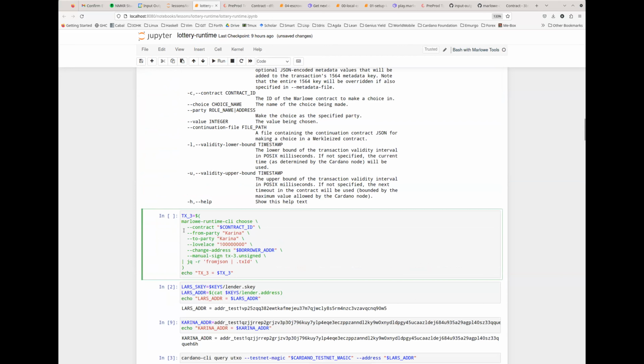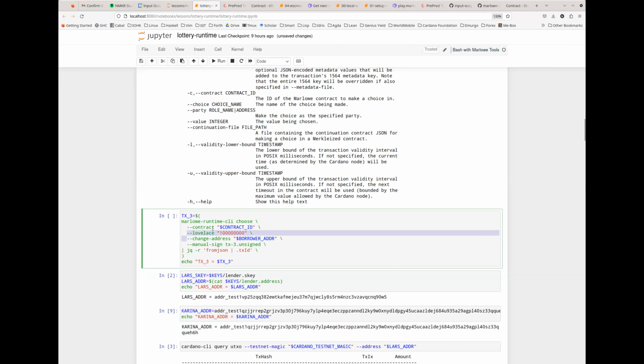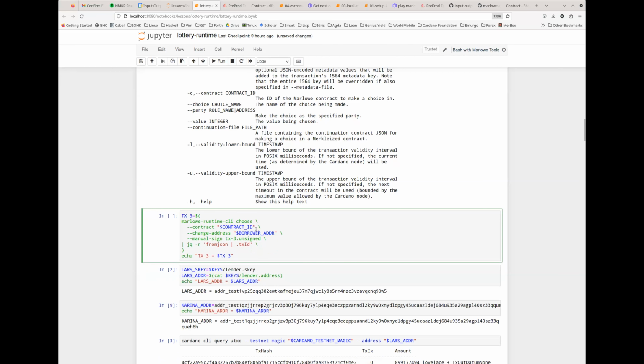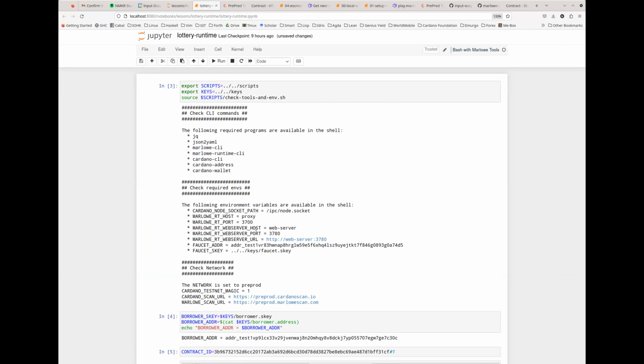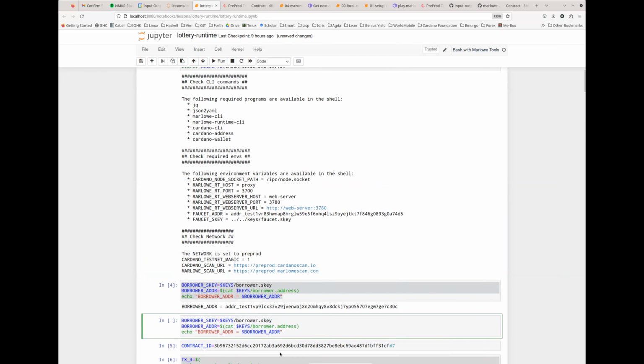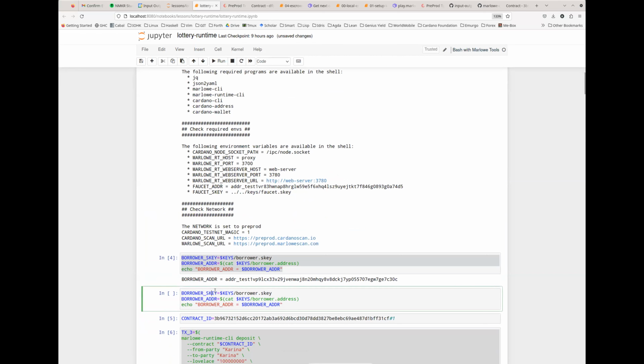Contract is from party to party was only relevant for deposit, so that's no longer relevant. And so this is now me. So I'm not sure. Okay. Let me just do the same for lender.